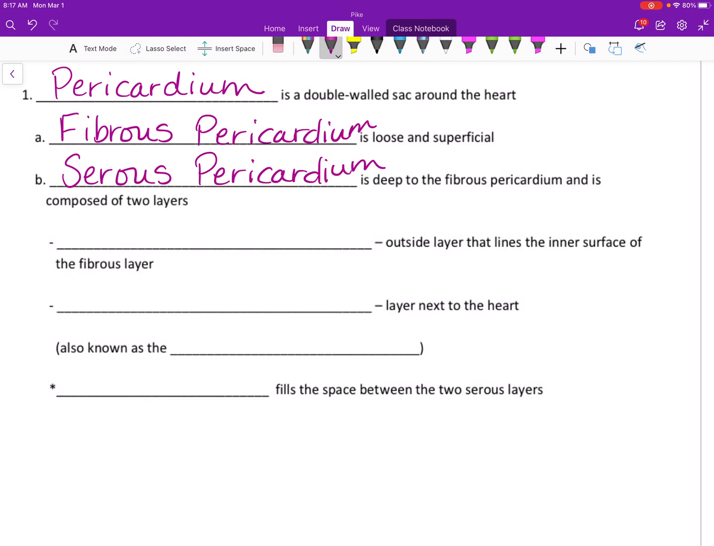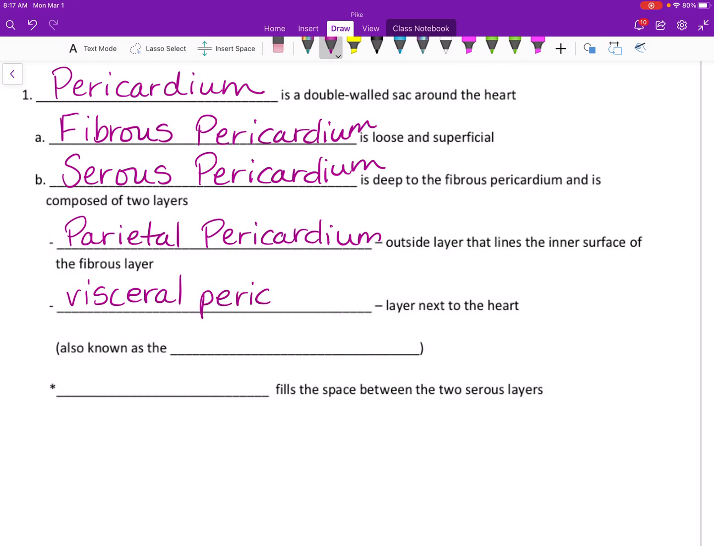And that's deep to the fibrous pericardium, and it's composed of 2 layers. And these 2 layers are parietal and visceral, that we've also had before. And remember, there is serous fluid in between. So the outside layer is going to be our parietal pericardium. Parietal means the outer layer on the outside of that cavity. The inner layer, the layer that touches the organ, is called the visceral pericardium, because viscera means organ in a cavity. So the visceral layer is actually the layer next to the heart.